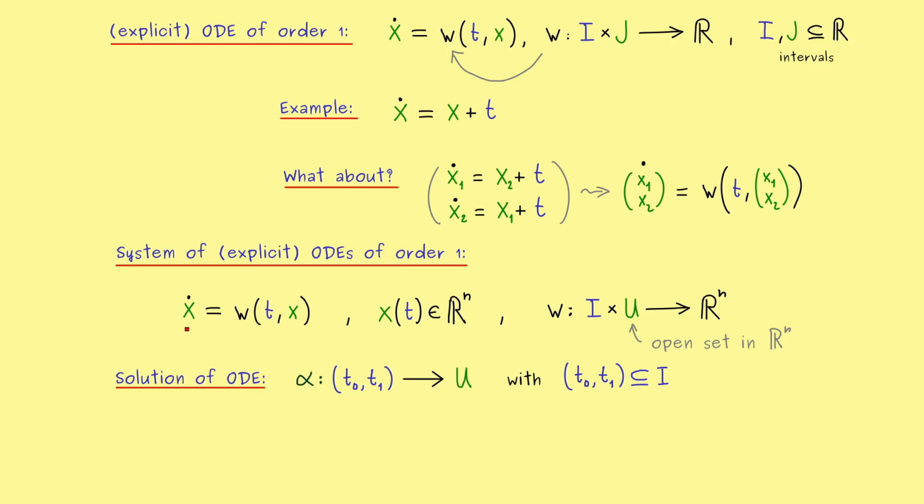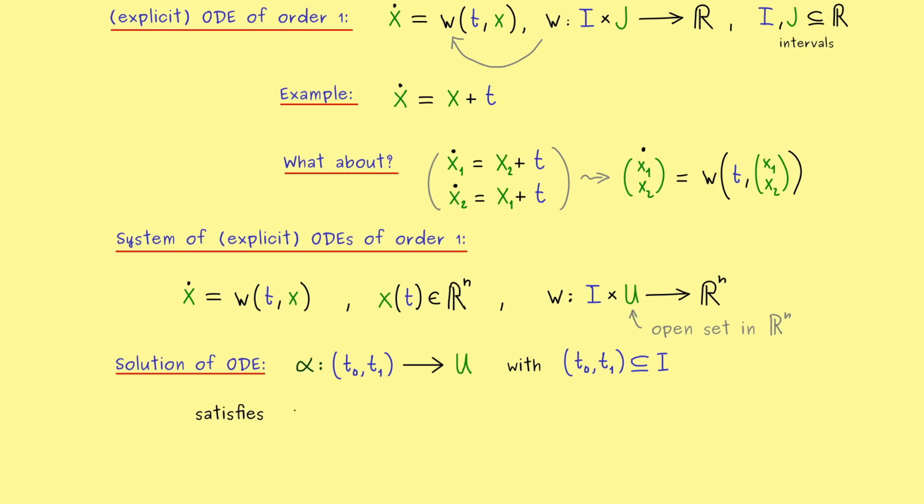Okay, there we have it. Solution means it fulfills this equation here. More concretely, the derivative of alpha at the point t is equal to w of t and alpha of t. So there you see, this is a well-defined equation of vectors, and it should be fulfilled for all t in the interval. So you see, now we can check this condition here pointwise. And most importantly, you should see a solution is always a differentiable function.